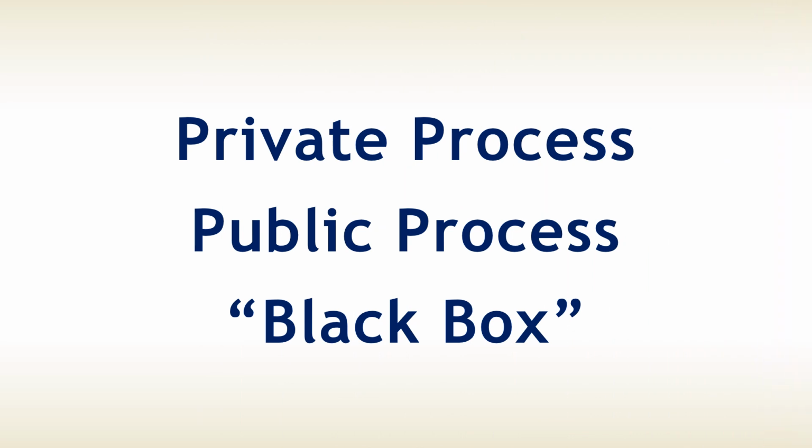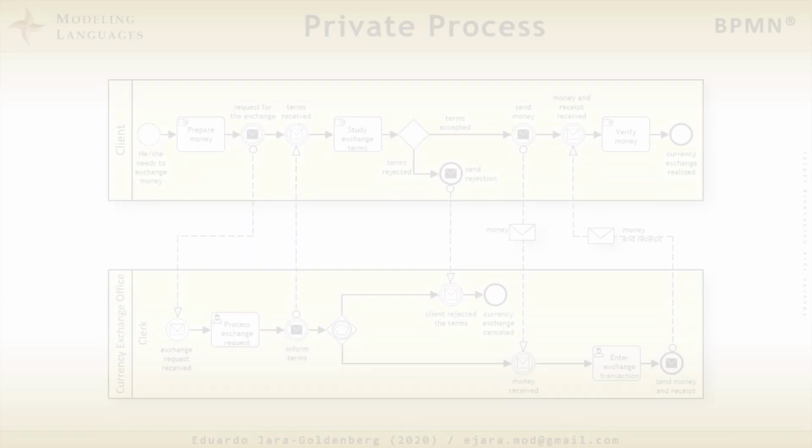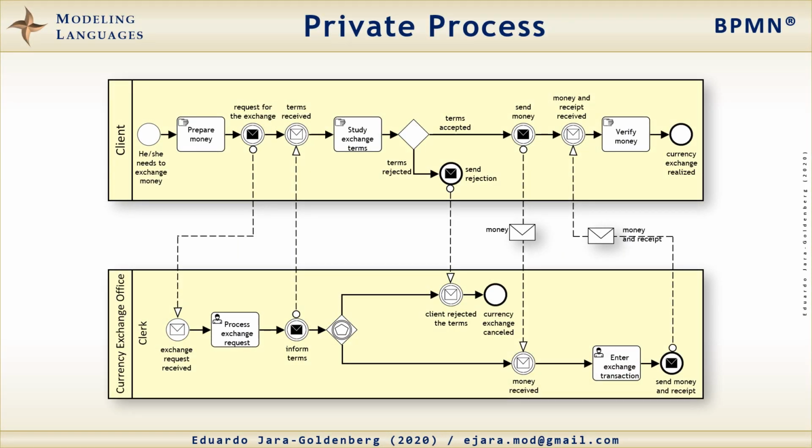Private process, public process, and black box. This collaboration contains two private processes, each one inside a participant's pool. A private process contains all the elements needed to fulfill its purpose. Some elements are used to communicate with other participants. Others are used to carry out its internal work.